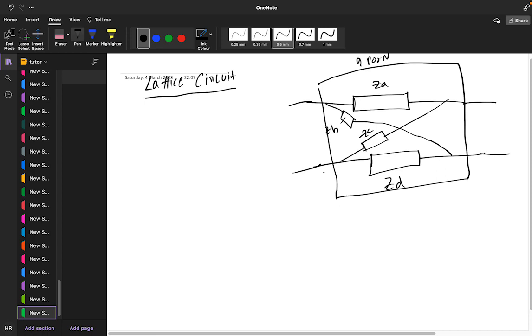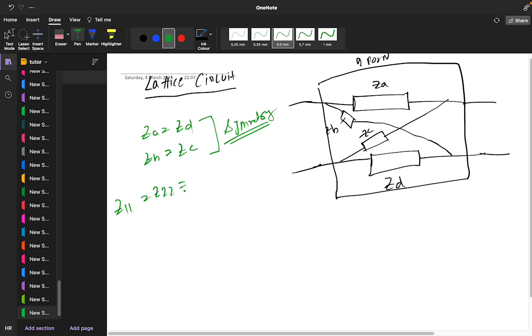If this kind of a network, you can simply see that if ZA is equal to ZD, and if ZB is equal to ZC, if this condition is there, then the network will be symmetrical. Directly you can say. For finding the value of Z11 or Z22, it will be (ZA plus ZB) by 2. And for finding the value of Z12 and Z21, the value will be (ZB minus ZC) by 2.